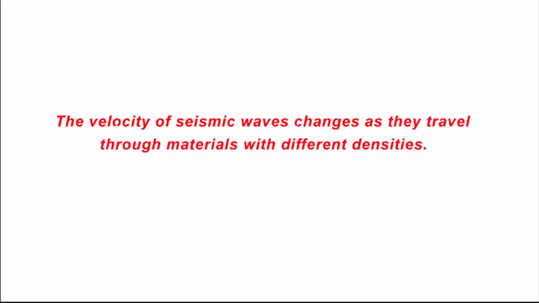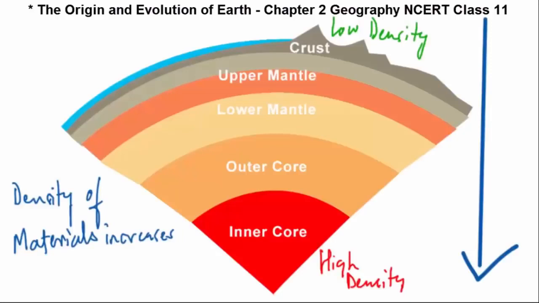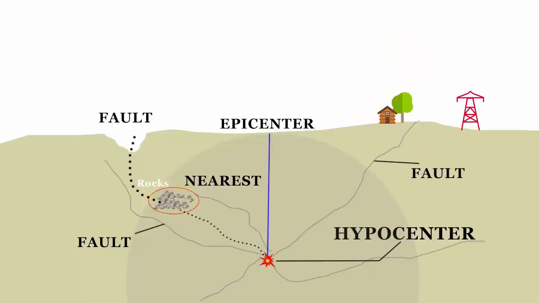Now the velocity of waves changes as they travel through materials with different densities. And we know that the materials with higher density recede downwards. Therefore, the denser the material, the higher is the velocity. Their direction also changes as they reflect or refract when coming across materials with different densities. That's why when the seismic waves reach towards the surface of Earth, there the materials are of lower density, and that slows down the intensity of the waves, leaving behind a fault.